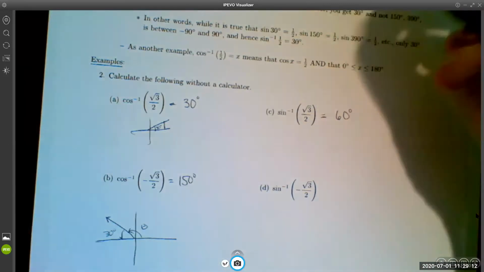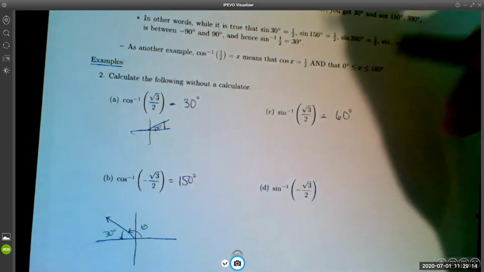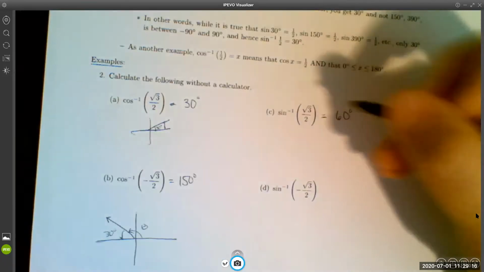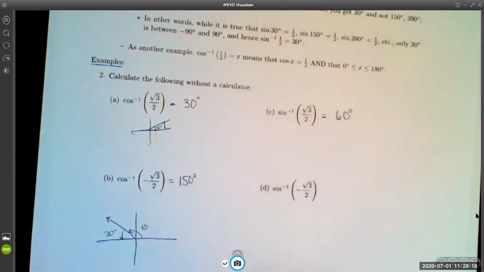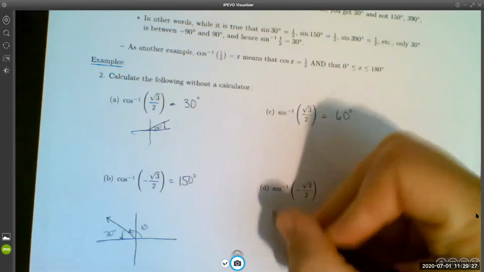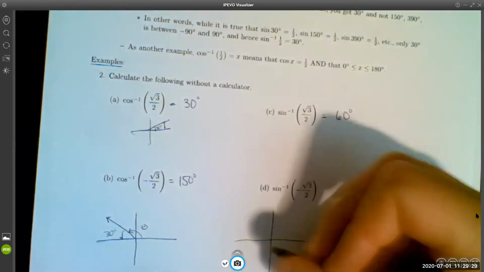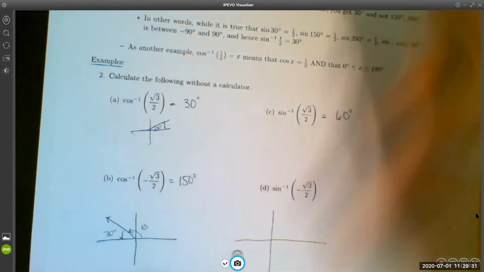That would be 60, sorry. That would be 60 degrees for sure. Sine inverse of negative √3/2. Now here we have to be careful. Remember, sine inverse is going to map us somewhere between negative 90 degrees and positive 90 degrees. So you're going to be somewhere here in quadrant 4 or quadrant 1.